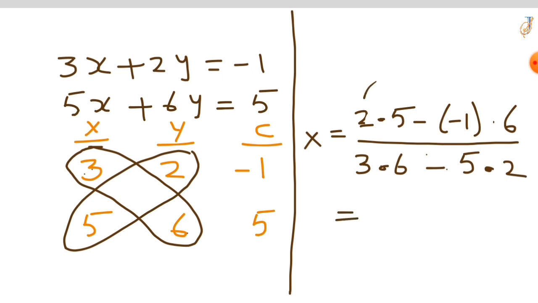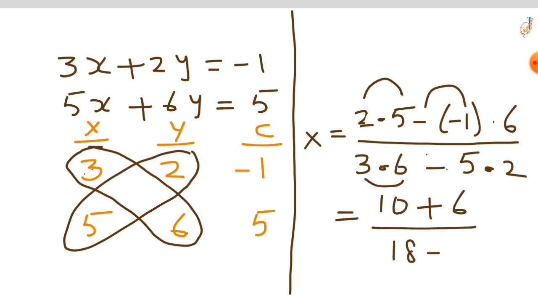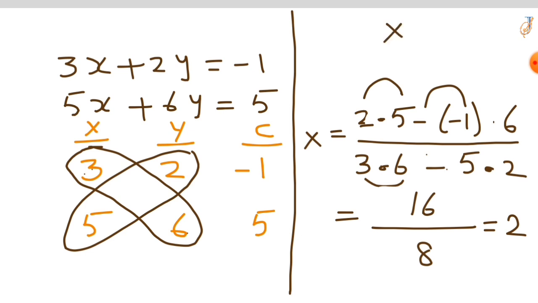So 2 times 5, 10. Minus 10 minus plus 6, over 3 times 6, 18, minus 5 times 2, 10. So 10 plus 6 gives 16. 18 minus 10 gives 8. So 16 divided by 8, so the value is 2. And after solving, you need to change the sign. Our x value is minus 2.